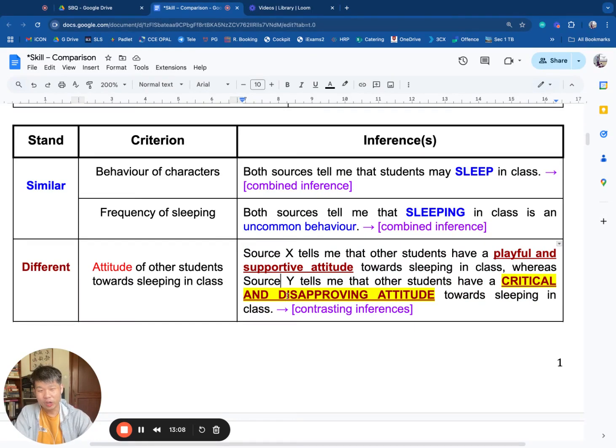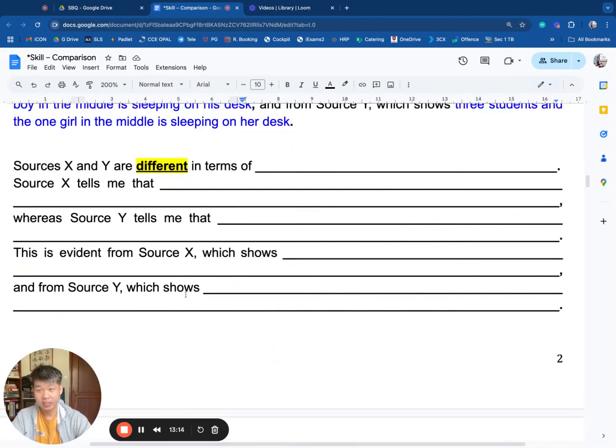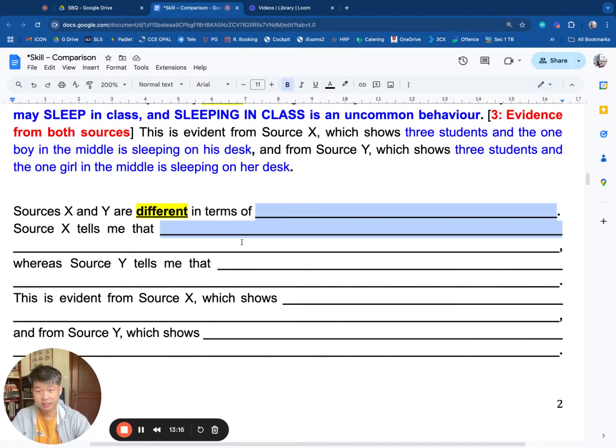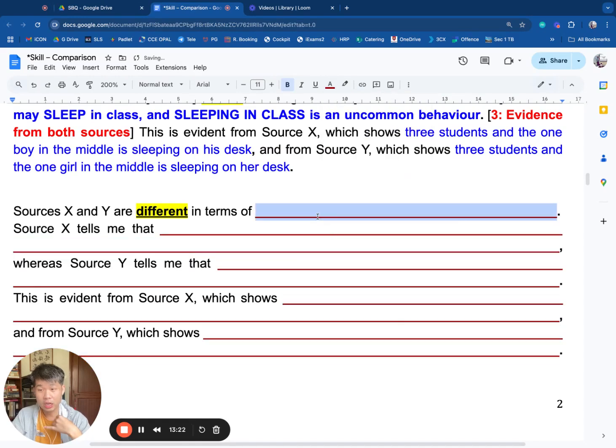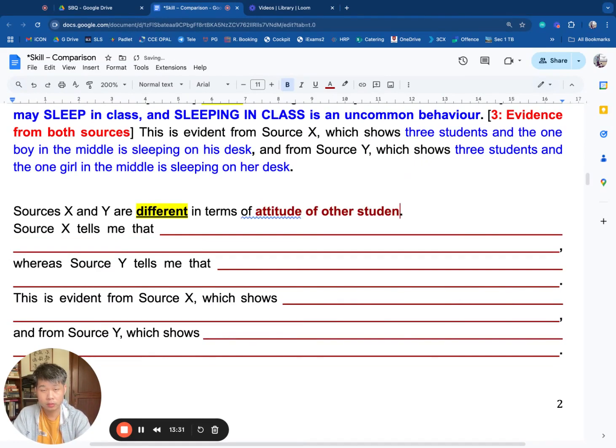And I hope you did that. I hope you tried to figure it out on your own. Honestly, that really helps you learn much better. And here I would do the 4 steps. Source X, Y, and different. That's the ATQ in terms of the criteria, in terms of the attitude of other students towards sleeping in class.